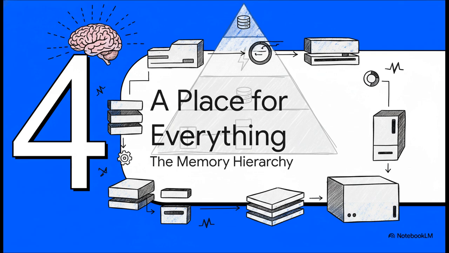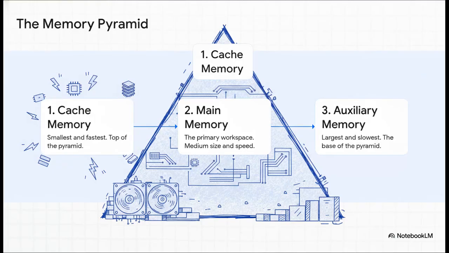So our computer has a brain. That's great. But what good is a brain without memory? It needs somewhere to store all its instructions and all the data it's working with. But here's the catch. Not all memory is created equal. The way engineers solve this is with what we call a memory hierarchy.